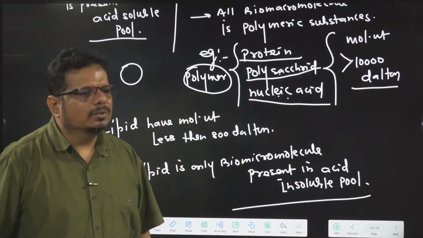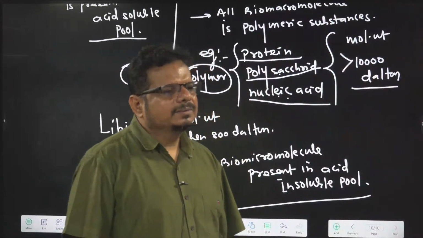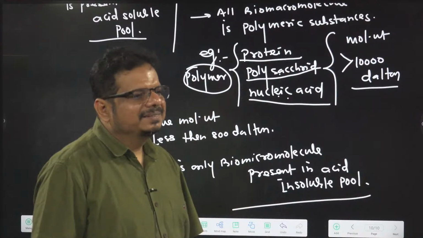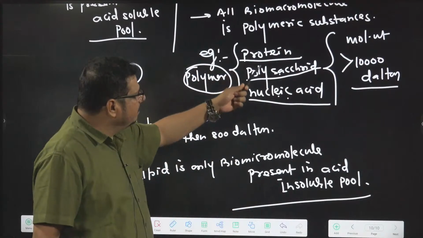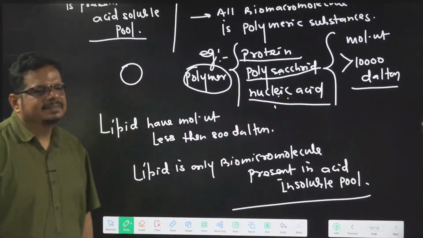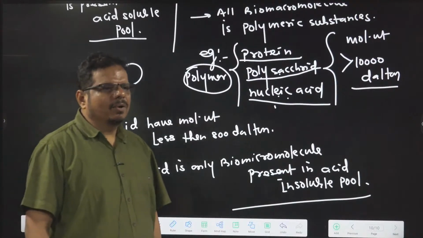Glucose, micro or macro? Micro. Amino acid, micro or macro? Micro. Only macro is what? Protein, polysaccharide and nucleic acid. Done? Over? Who are polymeric forms.